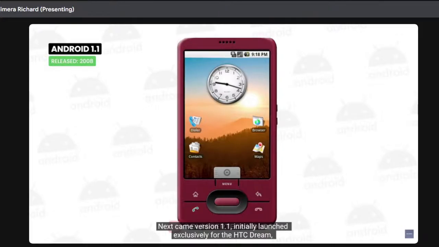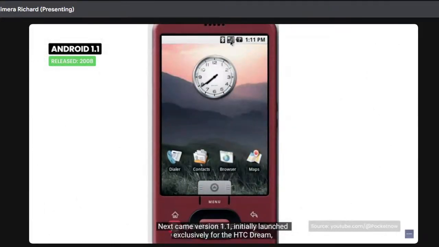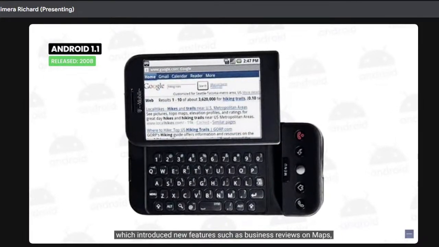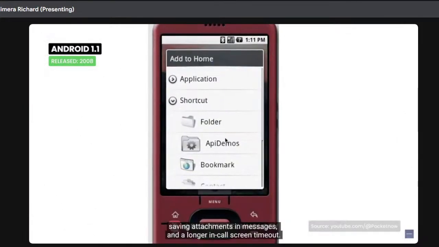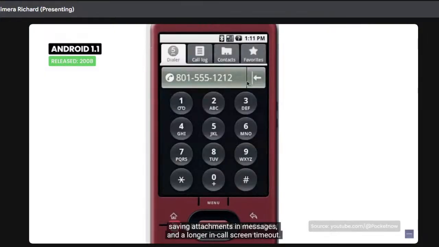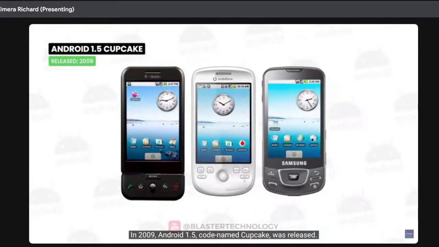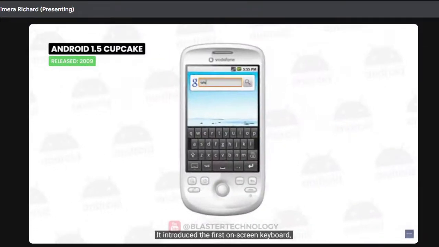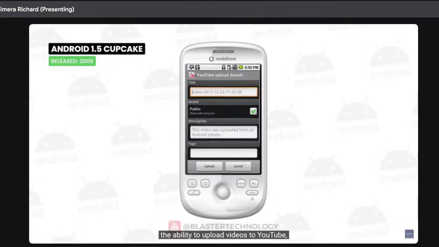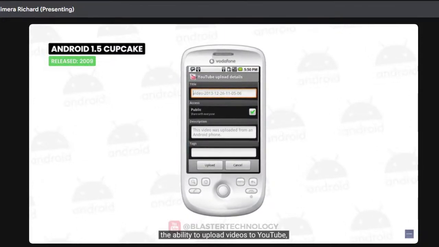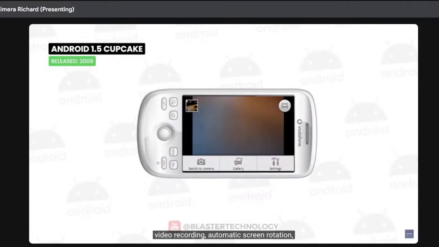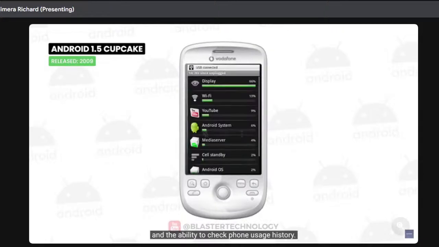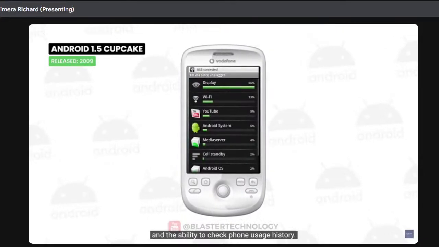Next came version 1.1, initially launched exclusively for the HTC Dream, which introduced new features such as business reviews on maps, saving attachments and messages, and a longer in-call screen timeout. In 2009, Android 1.5, codenamed Cupcake, was released. It introduced the first on-screen keyboard, the ability to upload videos to YouTube, video recording, automatic screen rotation, support for widgets, copy and paste in the web browser, and the ability to check phone usage history.